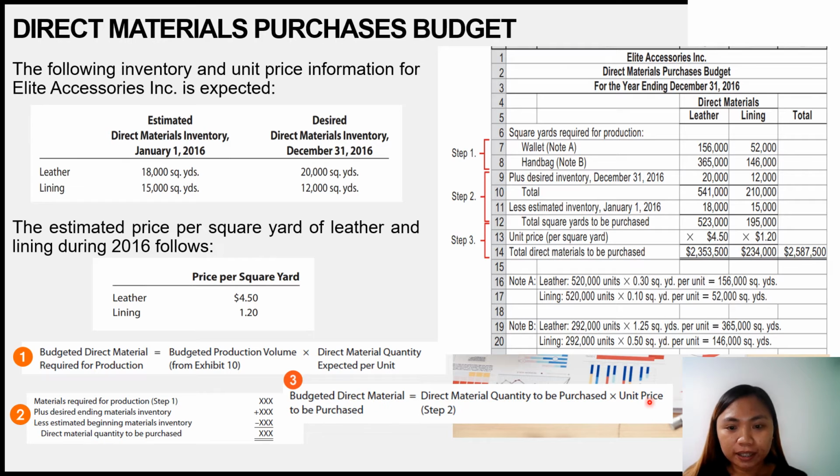with the unit price, so we would get the budgeted direct material to be purchased. So $4.50 for the leather, while it is $1.20 for the lining. So the total direct materials to be purchased for the leather is 2,352,500, while for the lining it is 234,000. So a total of 2,587,500. So that is how we would compute for the direct materials purchases budget.